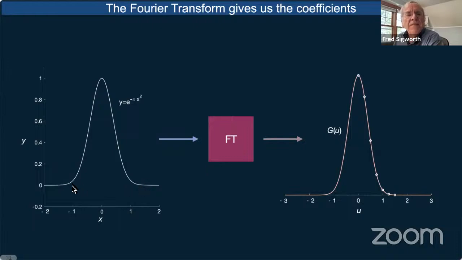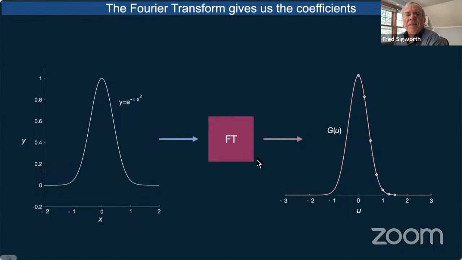So if I have my Gaussian function and I give it to my computer and ask what is the Fourier transform, then out comes another function that I'll call g of u. So this is a function of spatial frequency, and the values of this output, these are actually the values I use to scale the cosine functions that I showed you before.